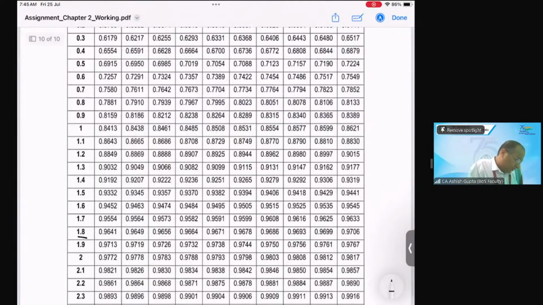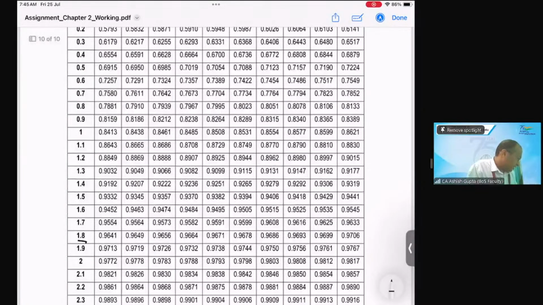So what I do, I take the value 1.8, and correspondingly from the top of the table I locate the second decimal. This value is for 1.87, and this other value is for 1.88.